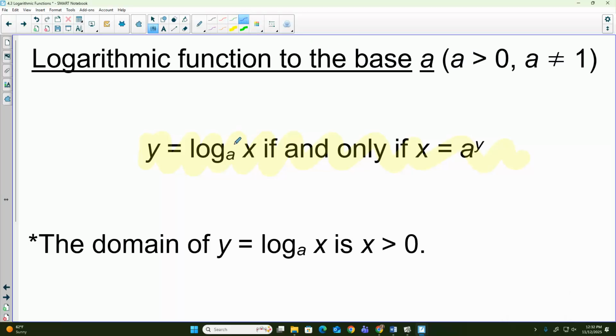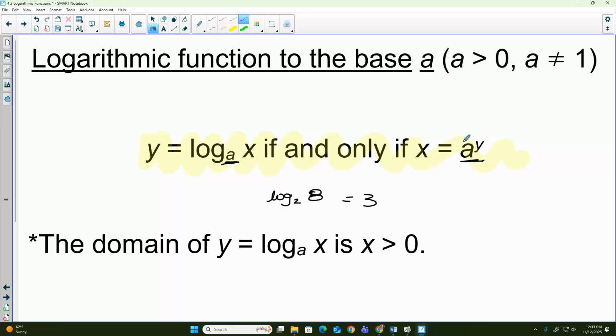In a log, this small number is called the base, just like this is the base of the exponential. So the base of a log and the base of the exponential are the same. A log is like finding an exponent. So when I say log base 2 of, let's say, 8, what that means is 2 to what power equals 8? 3. So sometimes they're really easy to evaluate, sometimes we have more complicated things. So a log is looking for a missing exponent.